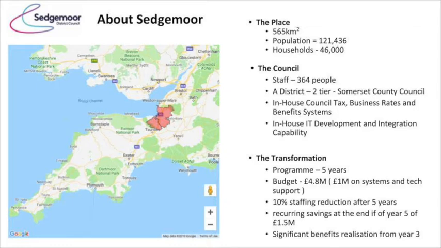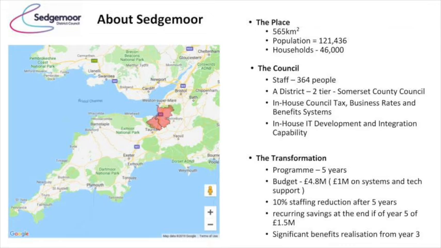Our main town is Bridgewater, and we have an interesting politics with that because we're a mainly rural shire district, which is conservative in nature, so the majority of our councillors are conservative. But our main town, Bridgewater, is a Labour stronghold and is the area where most of our development takes place.